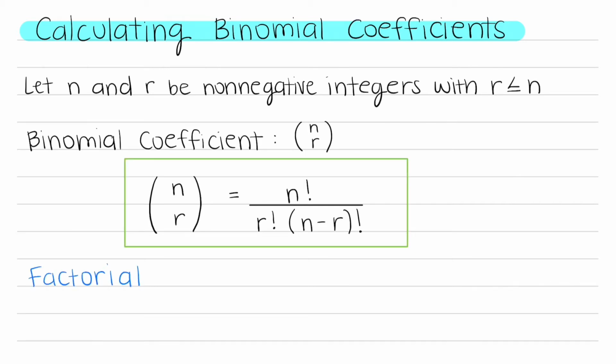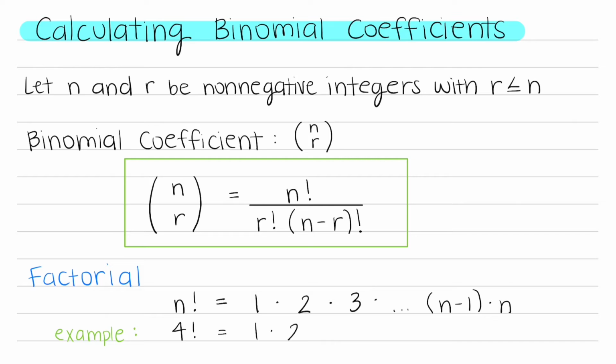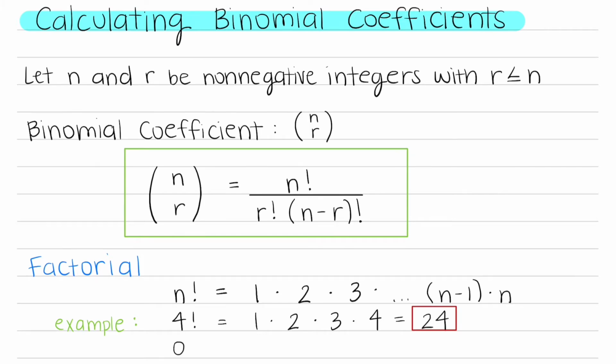So a factorial is denoted with that exclamation point. So n factorial equals 1 times 2 times 3 all the way until n minus 1 times n. So let me show you an example. If we have 4 factorial, that would mean just 1 times 2 times 3 times 4, which equals 24. And if you have 0 factorial, that always equals 1.